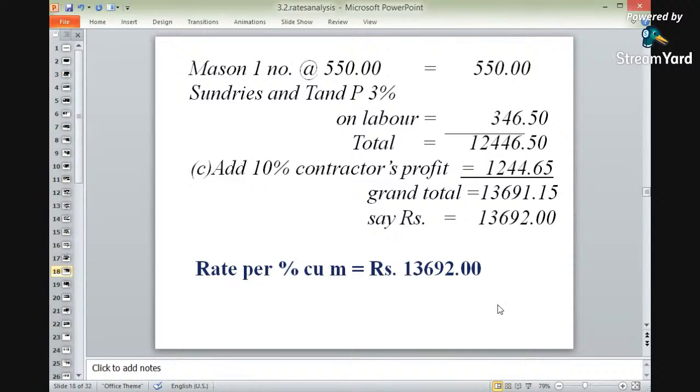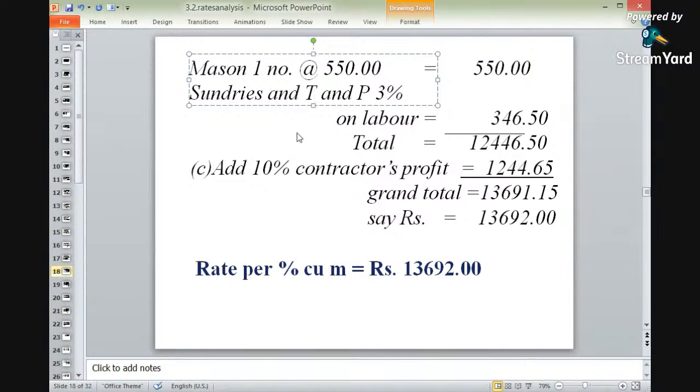Again, mason, one number. How many masons will be required for earthwork in excavations per cubic meter? One mason will be required, and 550 is the cost of one mason. Again, sundries and tools and plants. That means an extra amount will be required for tools and plants, because tools and plants are a substitute for the labors. Therefore we are taking 3% on labors.